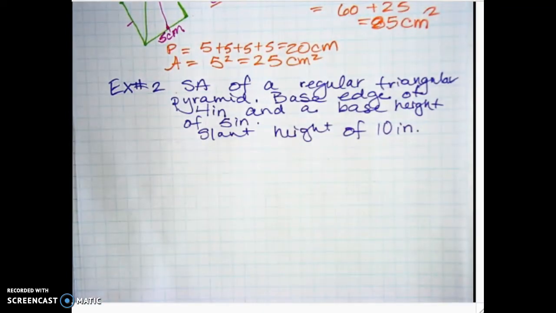We need a little more information for example number 2 than we did for example number 1 because the base is different, right? In example number 1, the base was a square, so we only needed one side. But for example number 2, the base is a triangle. And so think about the area formula for a triangle. You need more information, right?